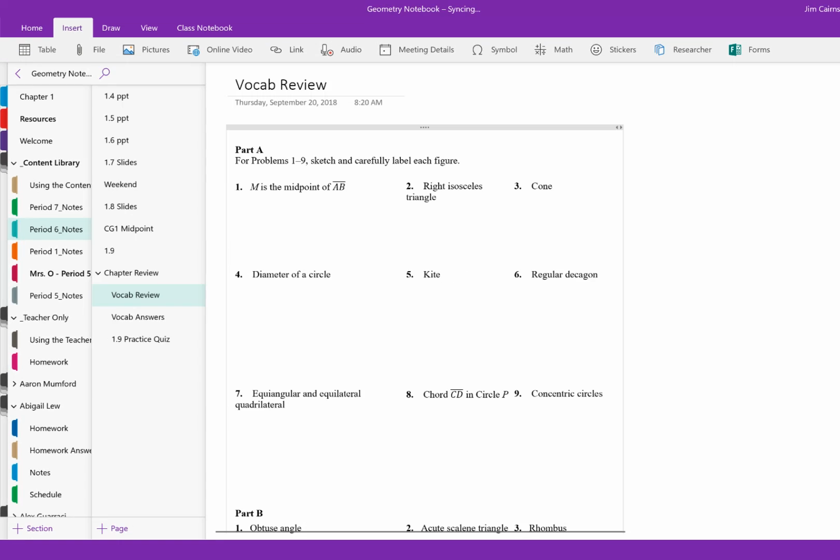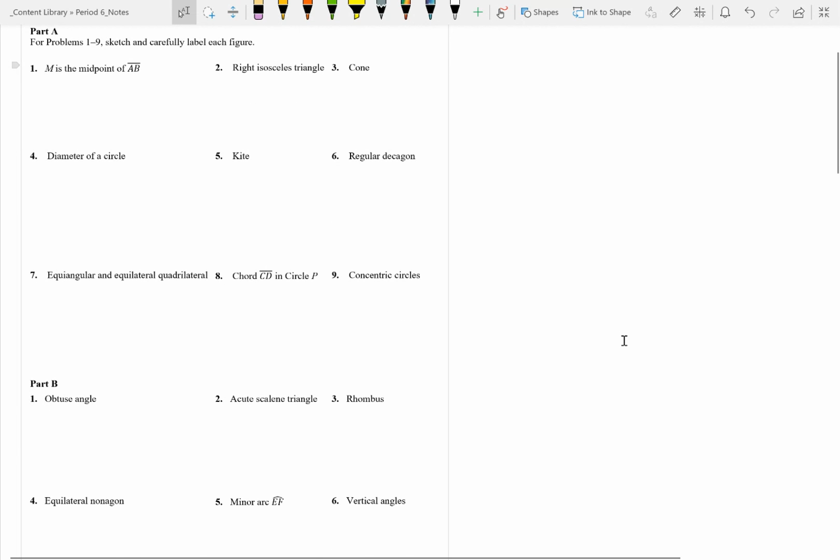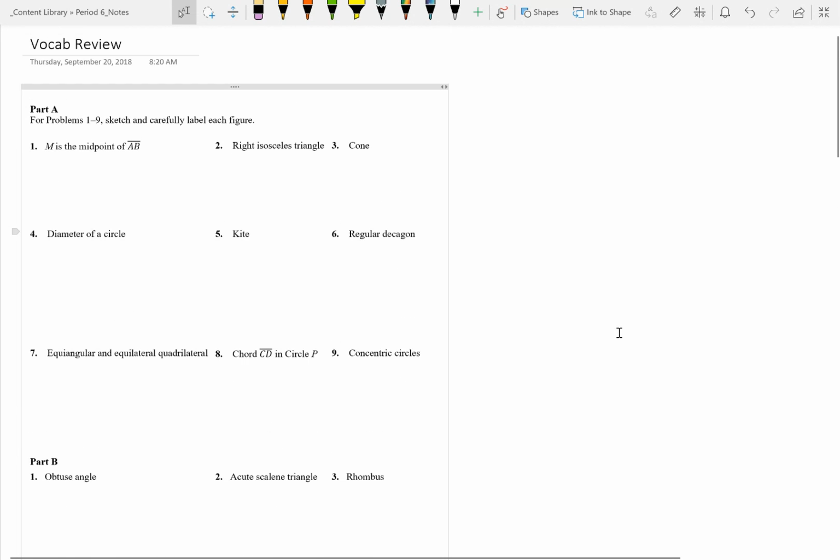All right, I'm going to go over some vocab review, which we're doing in class on Thursday and Friday. So for these problems, do as many as you can without any notes, and then you can look through your notes after you've done what you can.